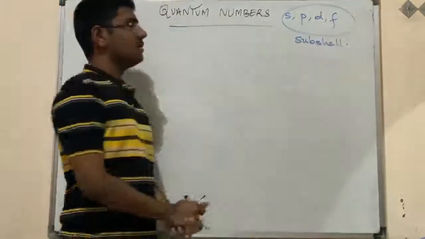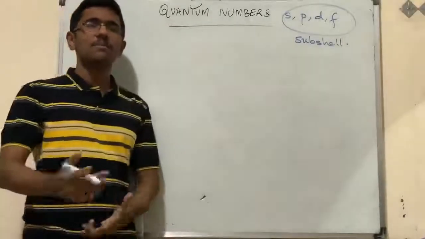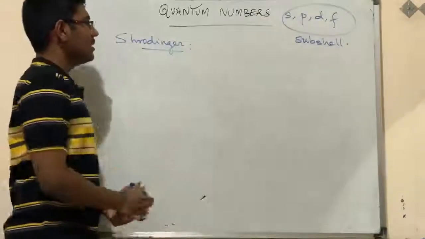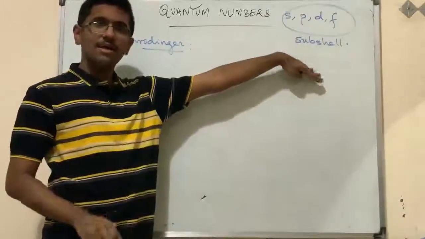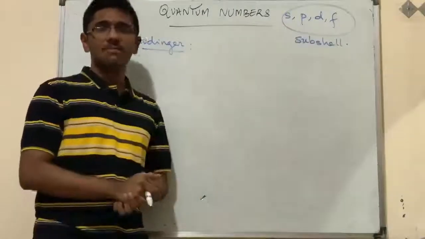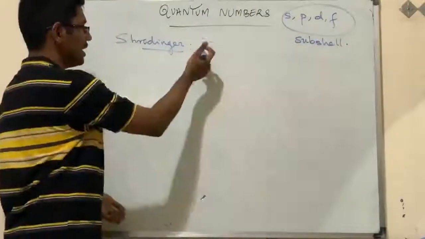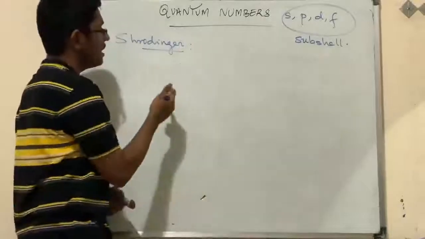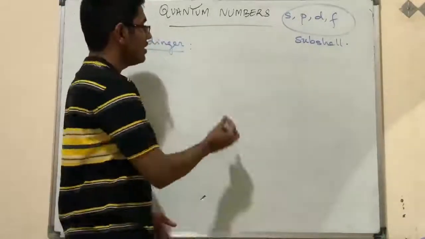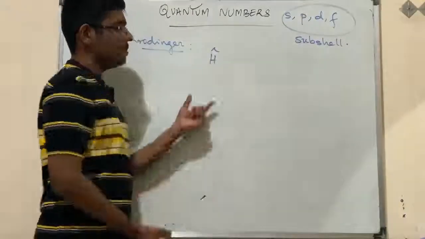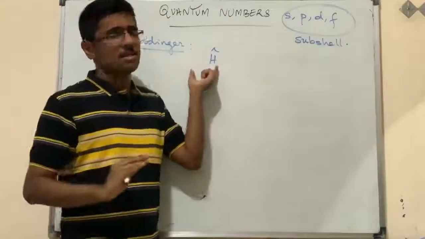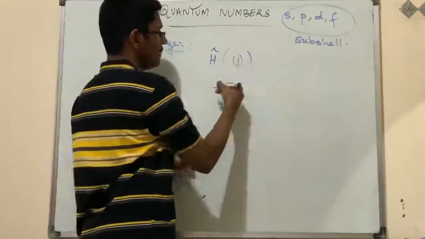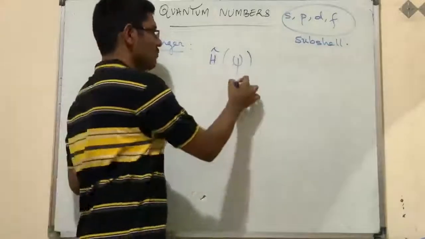So, to understand quantum numbers, you should first understand about the scientist Schrodinger. Schrodinger mainly studied the atomic subshells, and he was the one who discovered all these concepts regarding quantum numbers and subshells. He was an expert mathematician, and by studying mathematics and chemistry together, he developed a formula called the Schrodinger equation, which involves the Hamiltonian operator, H operator. It's a mathematical function which you will study in higher classes, acting on psi. Psi is a Greek letter which means wave function.